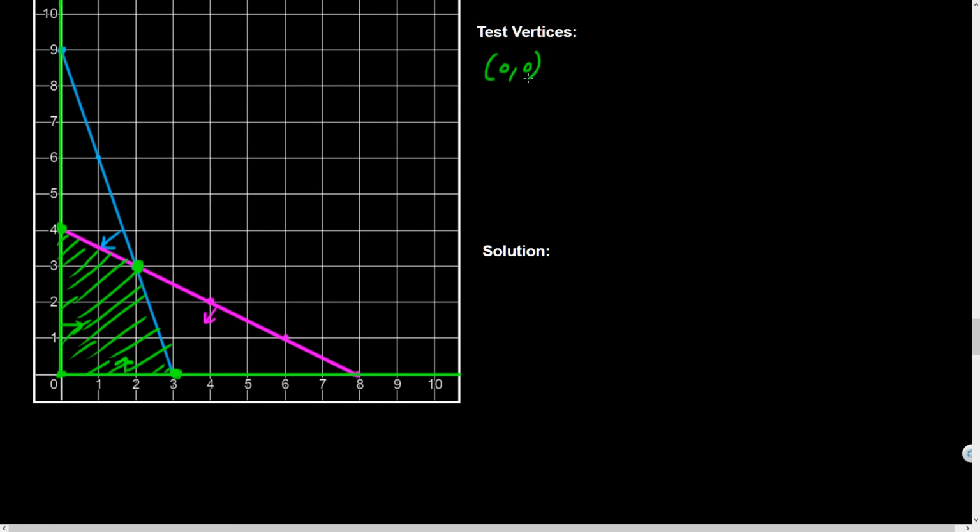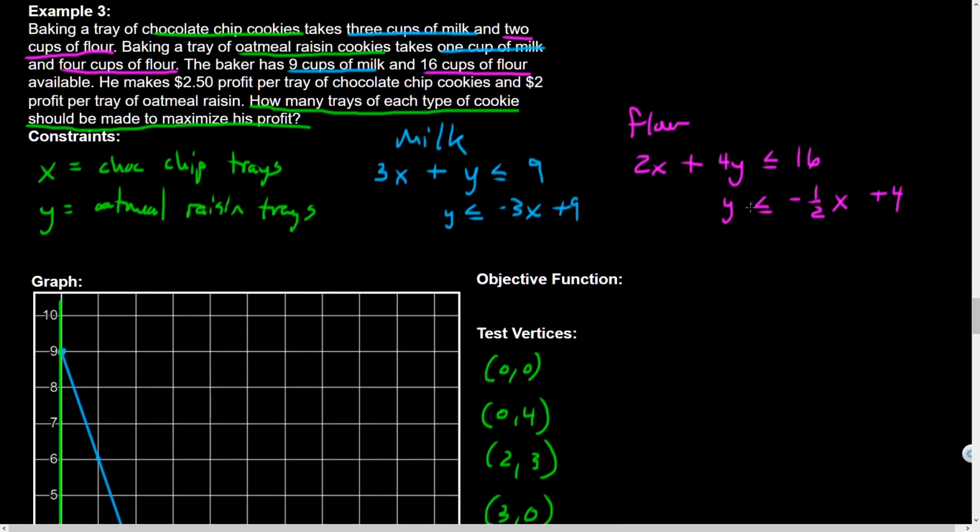Don't ya? So 0, 0 is a combo. 0, 4 is a combo, 2, 3, and lastly was 3, 0. And so I'm not interested in 8, 0 because that's using up more milk than I had available. That wasn't a possibility. All right, and what are we trying to do? Oh, they make $2.50 in profit per tray of chocolate chip and $2 of profit per tray of oatmeal raisin. How many of each type to maximize profit?